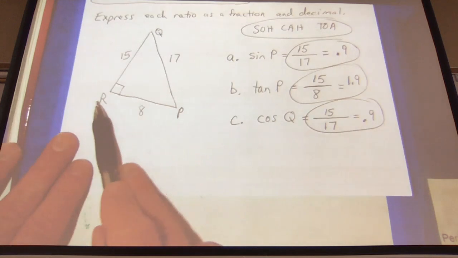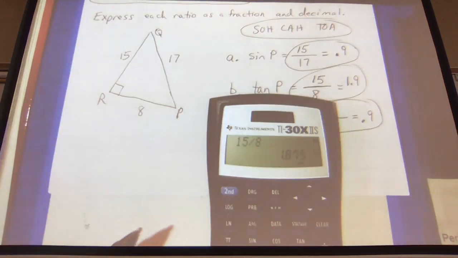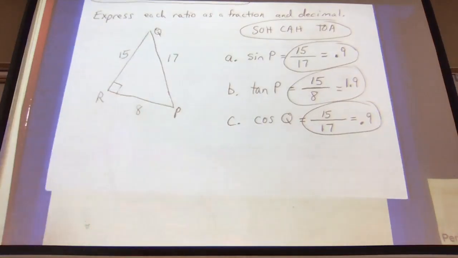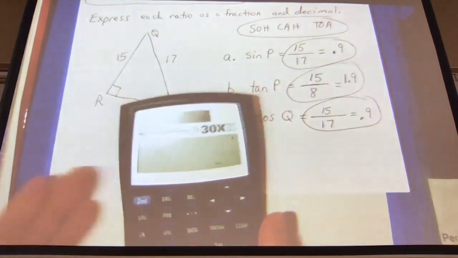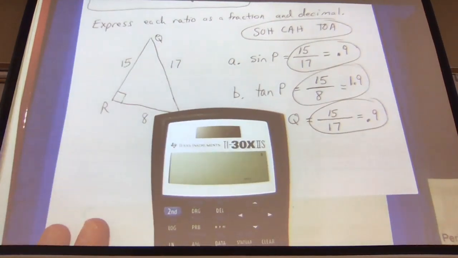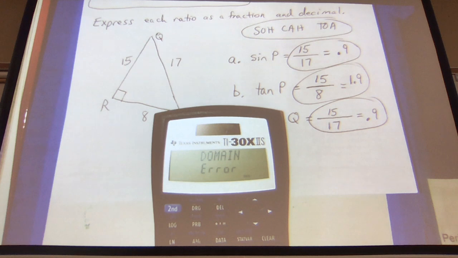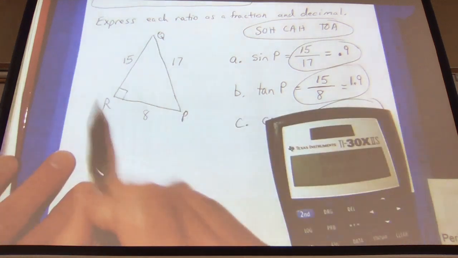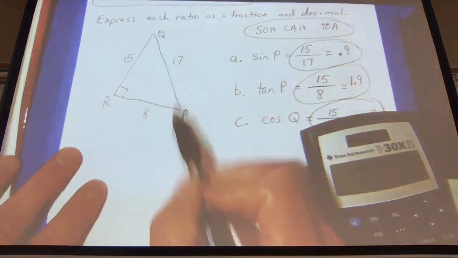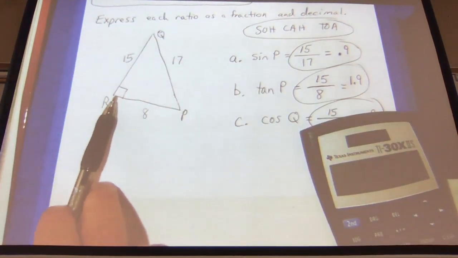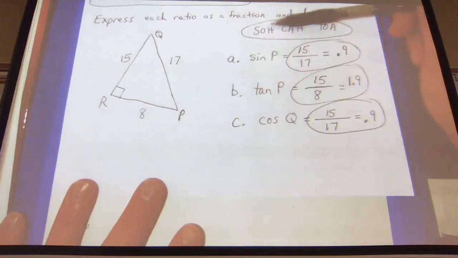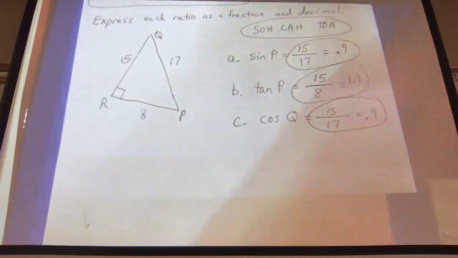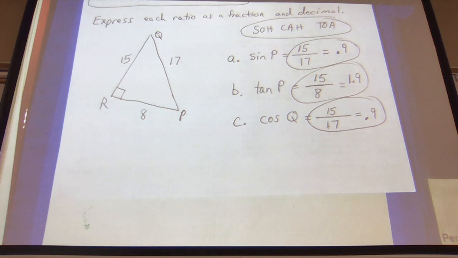They won't have you do from R, and here's why. If R is a 90-degree angle, and you put the tangent of 90 in your calculator, we're going to get an error. Because of that, we don't use the right angle when we do these. We will always use the non-right angles. So they'll never ask you to find the tangent of a right angle because of that error on your calculator. Anytime they're asking for sine, cosine, or tangent, you're going to be going from the non-right angles to get those. Any other questions on that?